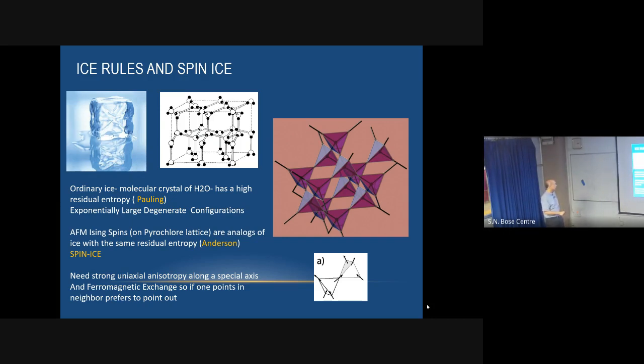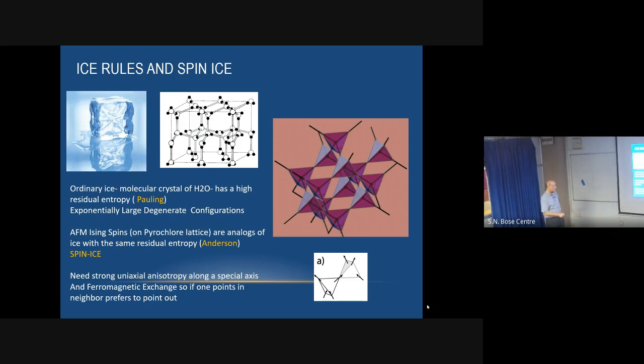Much later, it was realized that you can actually have real materials, which is what I'll focus on here, for which you have strong anisotropy. These are basically rare earths where you have strong spin-orbit coupling, very strong anisotropy, and if you have a spin at these vertices, it is constrained to point along the line joining the centers of the neighboring tetrahedra. So it either points into this tetrahedron or into this tetrahedron.